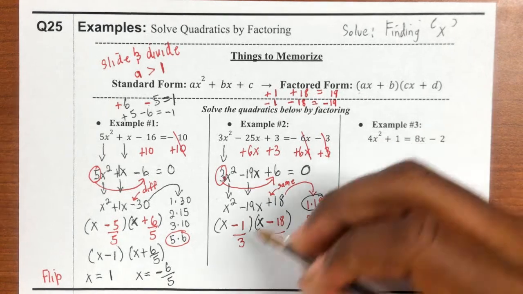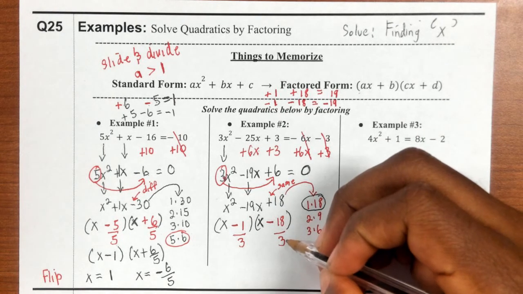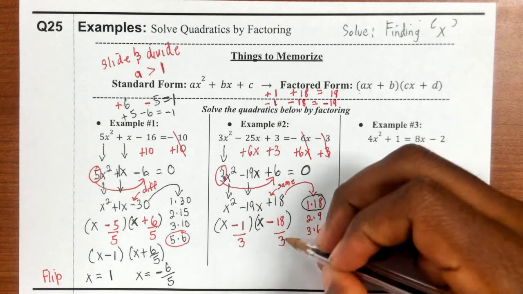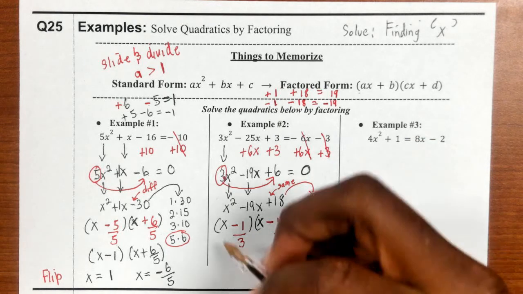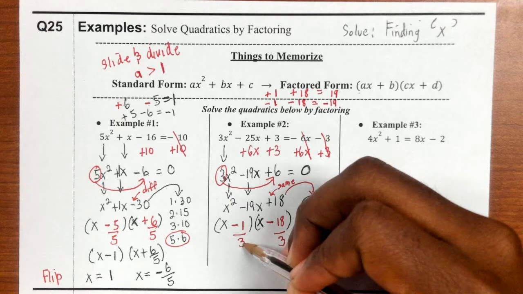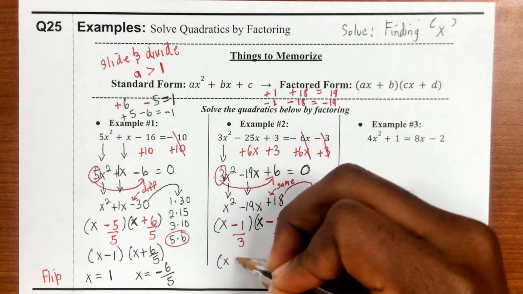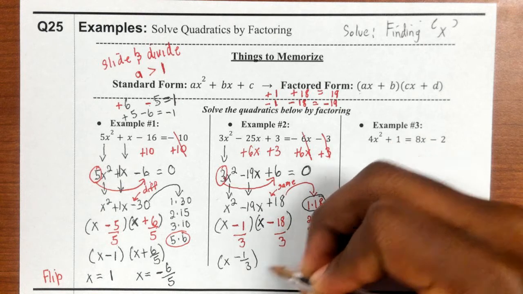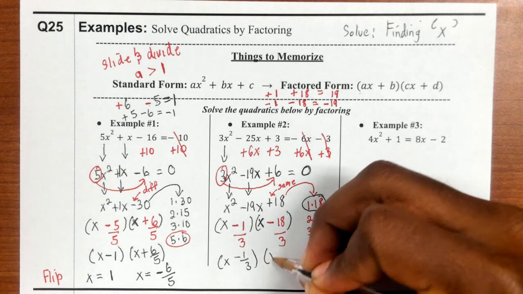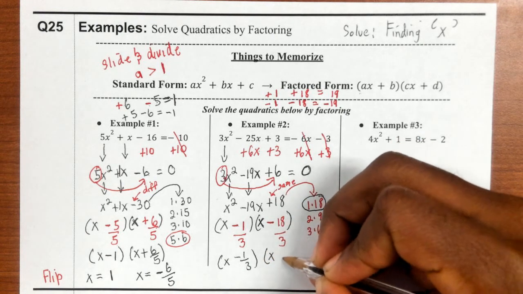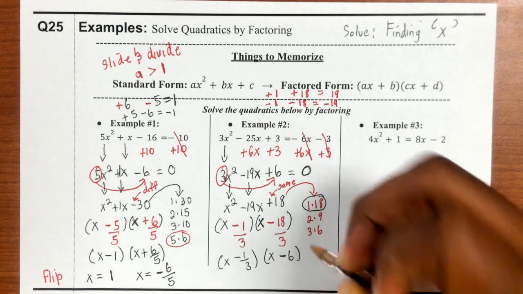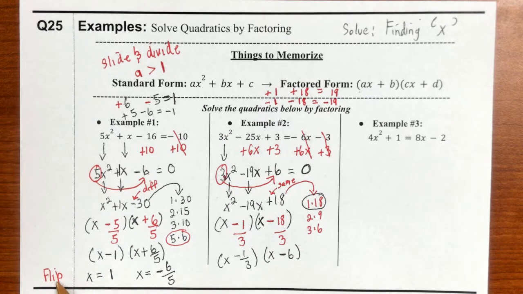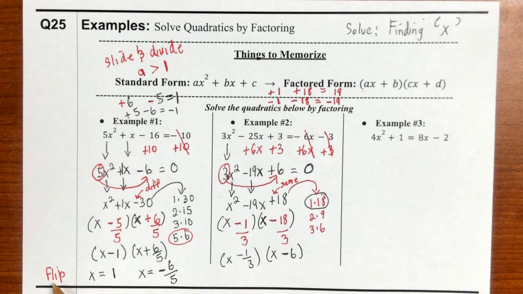The one that you can divide, you're going to divide it. The one you can't divide, you're going to leave it the same. Can I divide -1 by 3? No, so I'm going to leave it the same. Can I divide -18 by 3? Yes, I can. -18 divided by 3 is -6. Now I'm going to do my final step, which is what, guys? What's my final step?